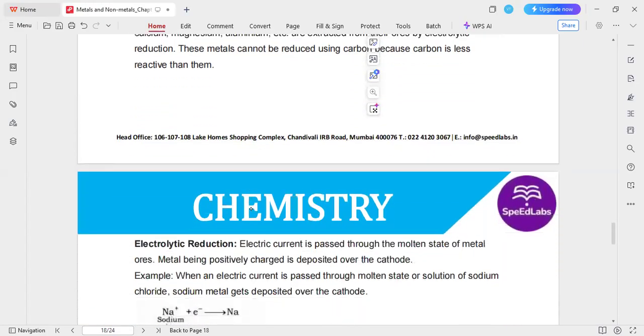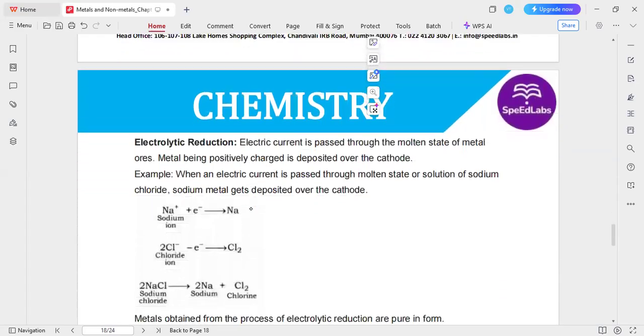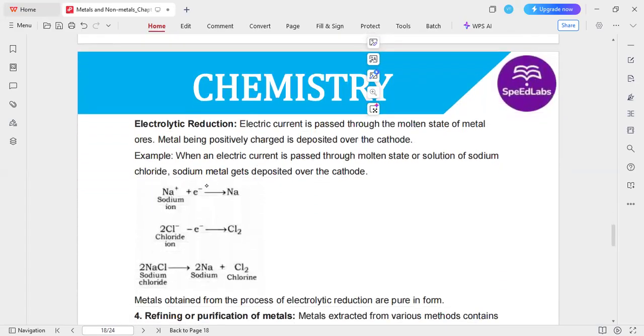Next, what about the extraction of metals of high reactivity? For high reactivity, we are doing electrolytic reduction. For example, sodium chloride. We just pass electric current, so we'll get Na+ ion and Cl- ion. At the cathode, Na+ undergoes what? Reduction. It gains the electron and becomes sodium. At the anode, which is the positively charged electrode, Cl- loses the electron and becomes Cl2 gas. Yes or no? So NaCl will give you Na plus Cl2.